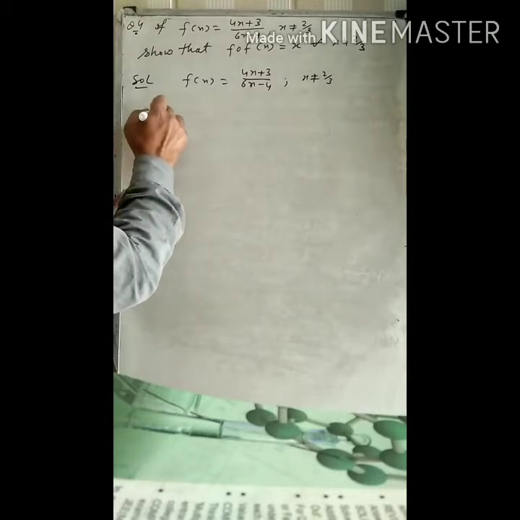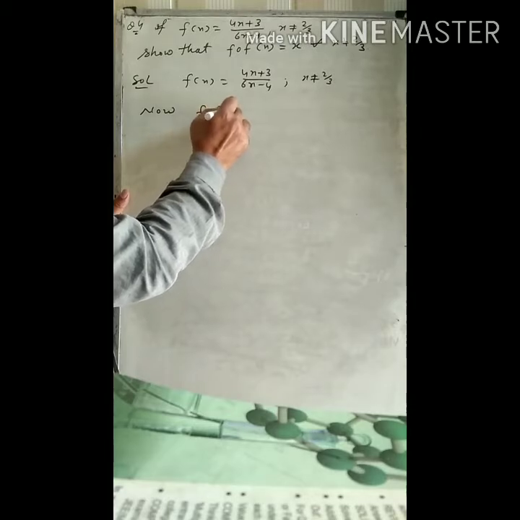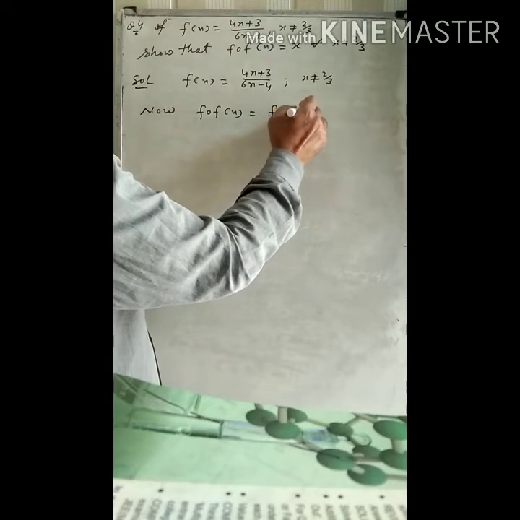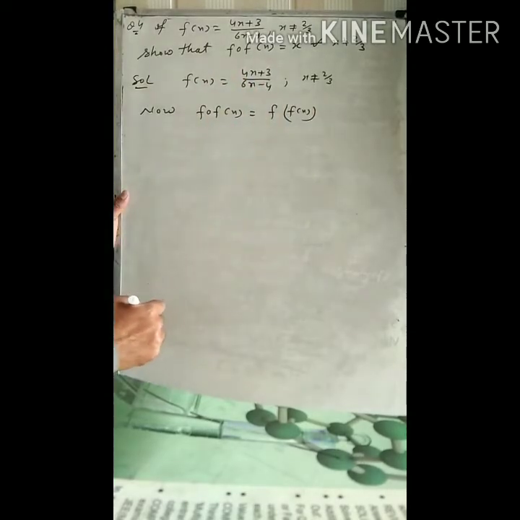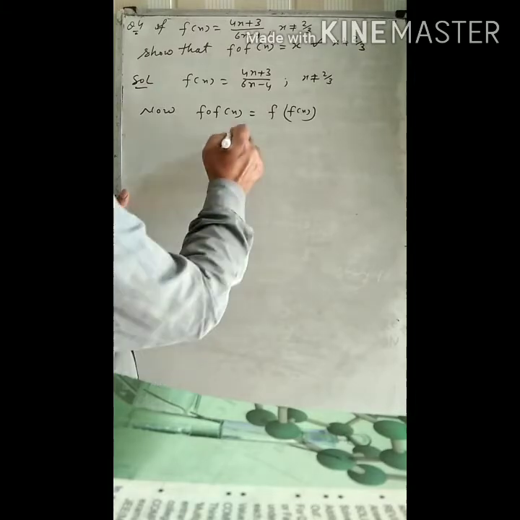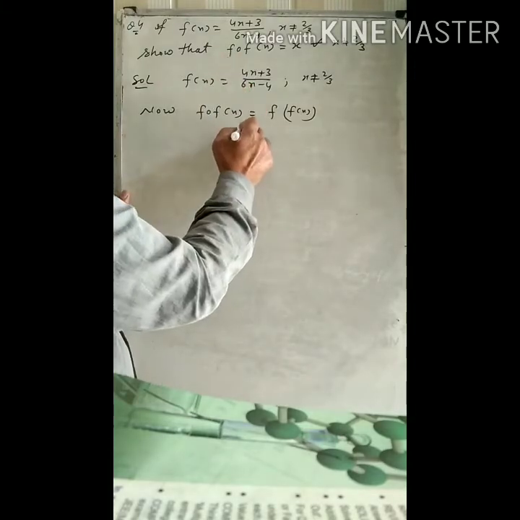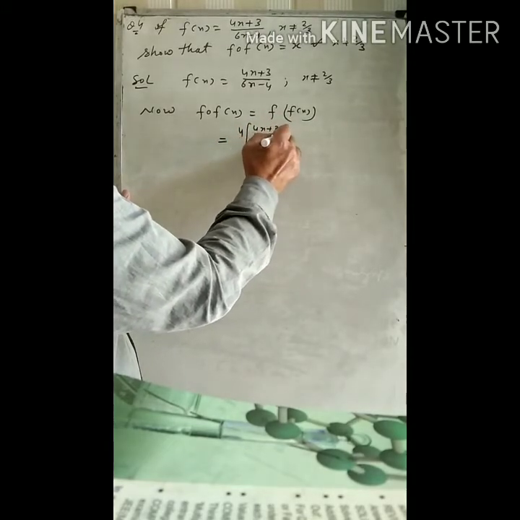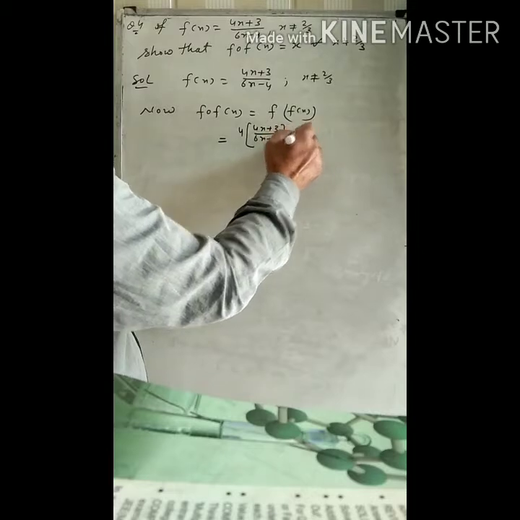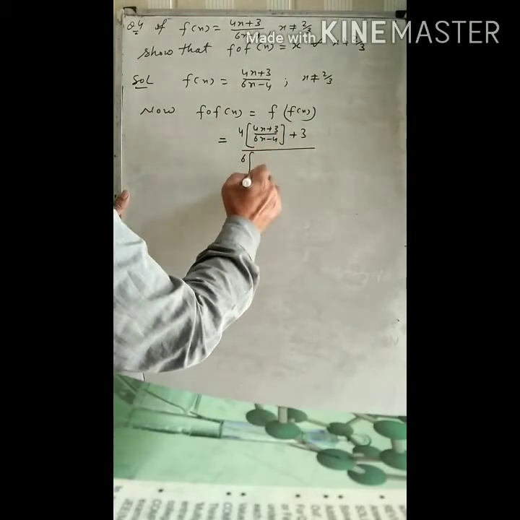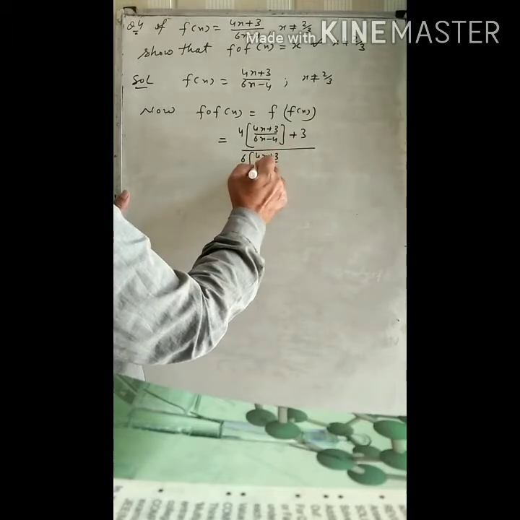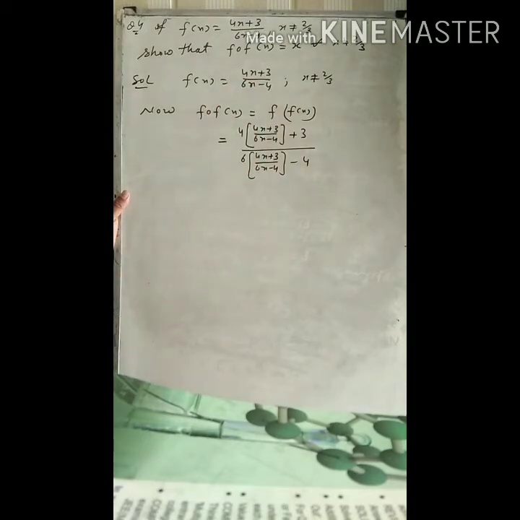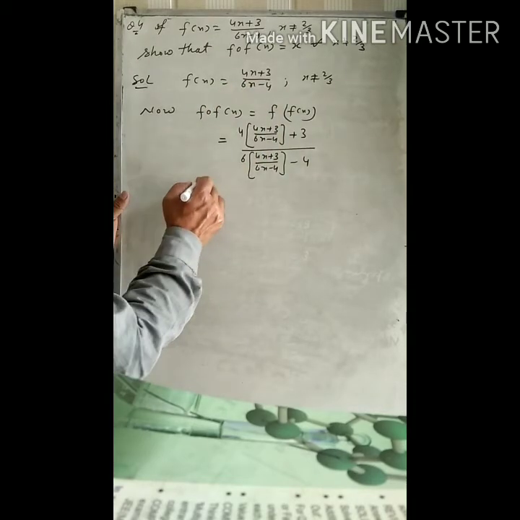Now f of f(x) is equal to f of f(x), is equal to, wherever f(x) appears, 4 into (4x+3)/(6x-4) plus 3 upon 6 into (4x+3)/(6x-4) minus 4. Let's solve.